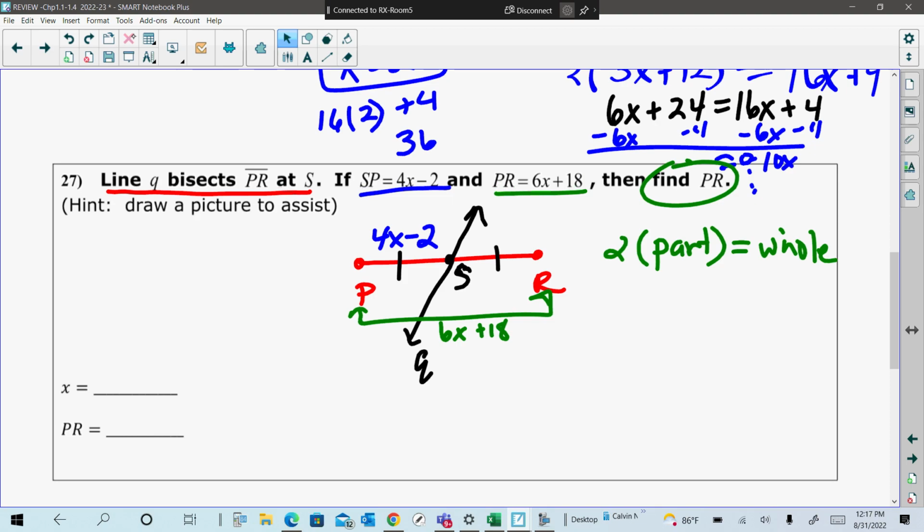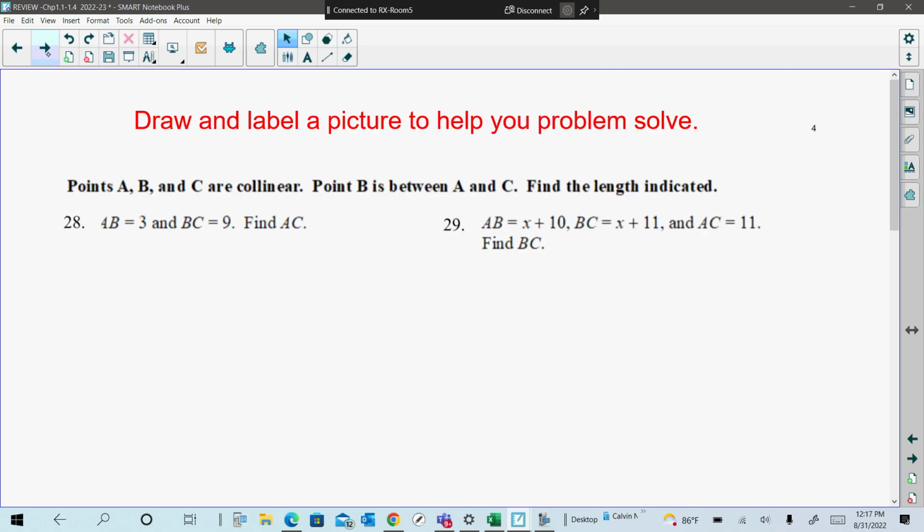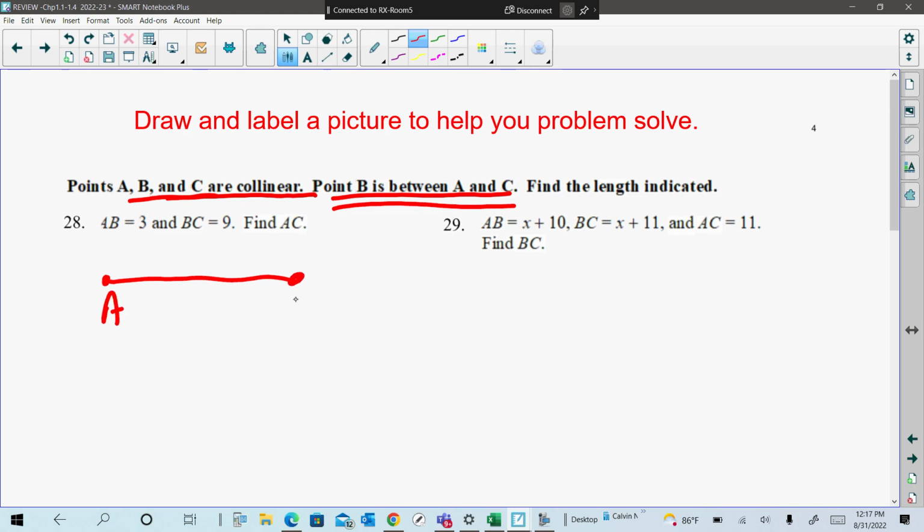And then the last page, I do want you to do here. You're going to have to draw and label a picture to help you problem solve. The key information is right here. These points A, B, C are collinear, but B is between A and C. So you can do this mentally on 28, but on 29, you will need to set up an equation. The picture is going to look the same for both, because A and C are the endpoints, and B is between them.